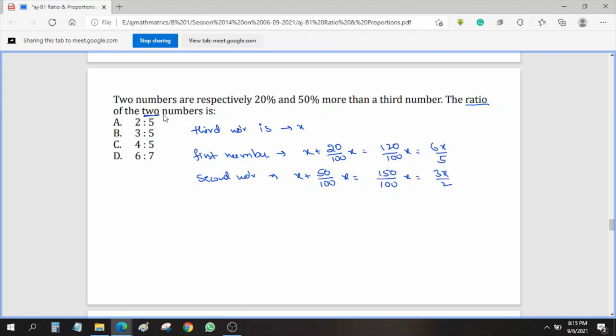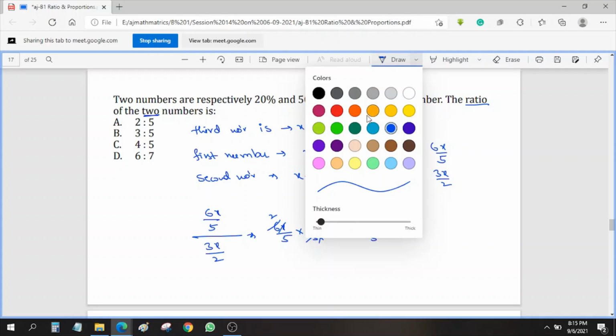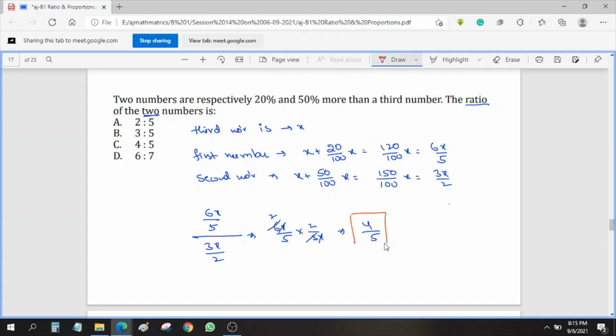The ratio of the first and second numbers, because the question is talking about the first and second numbers only. So 6x by 5 by 3x by 2, let us consider it like this: 6x by 5 into 2 by 3x. So x gets cancelled, the 3 and 2 cancel, and what are we left with? 4 by 5. So the answer for the question is 4 by 5.